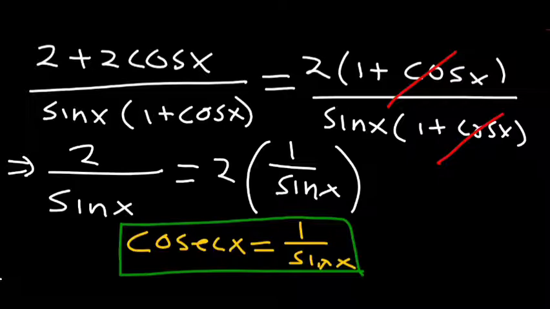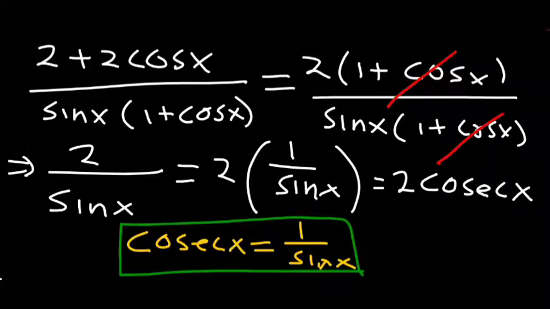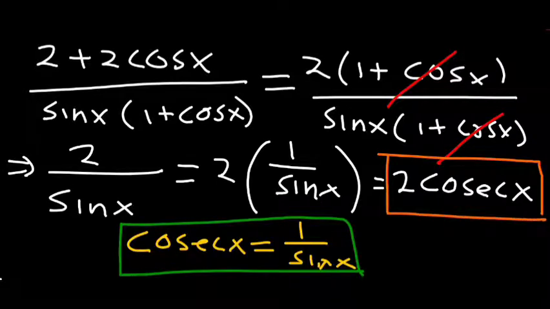So what are we going to do? We are going to replace 1 over sine x with cosecant x. So this is equal to 2 cosecant x. So this is our final answer. This is what we had on the right hand side. So we've proved that what we had on the left hand side is equal to what we have on the right hand side. So this is all for question 7D.